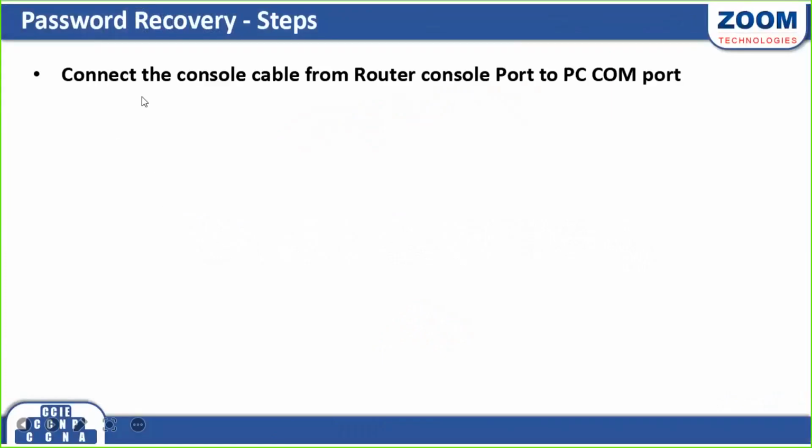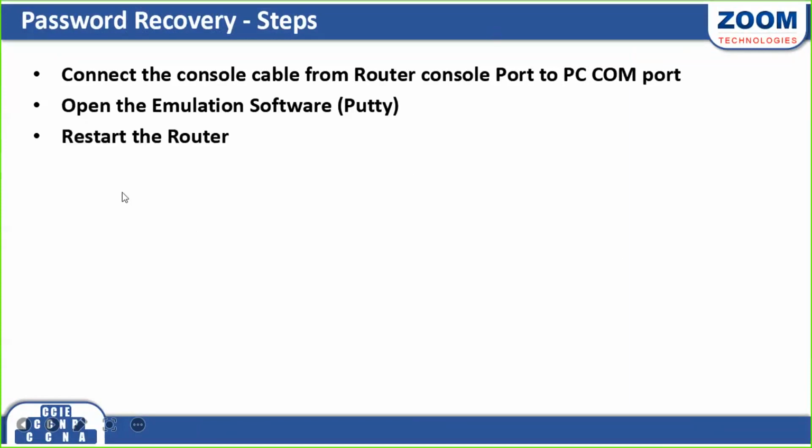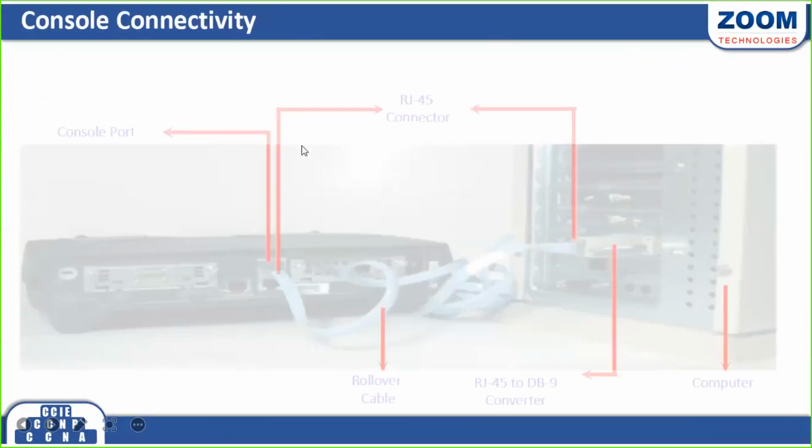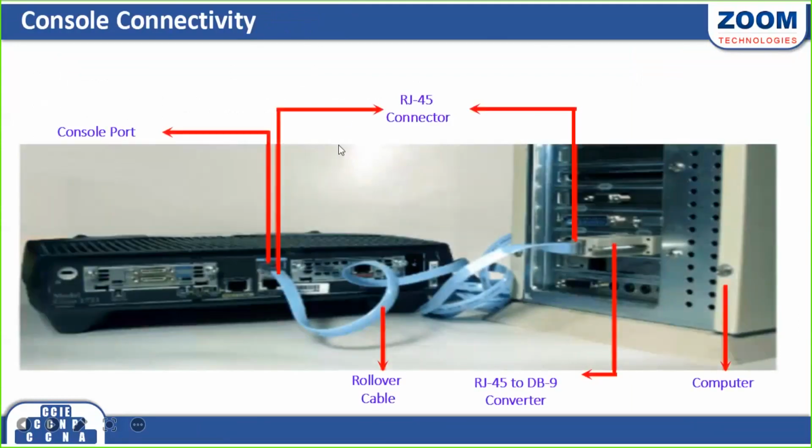First, we have to connect the console cable from the PC COM port to the router console port. The next step, we have to open emulation software, suppose PuTTY. Then we have to restart the router, turn it off and turn it on, then press Ctrl+Break, or we can type Ctrl+C, to enter into the ROMmon mode of this router. Then in this ROMmon mode, we can see the console connectivity.